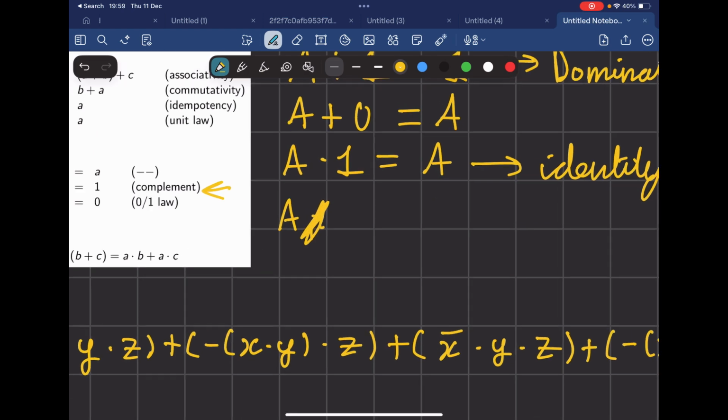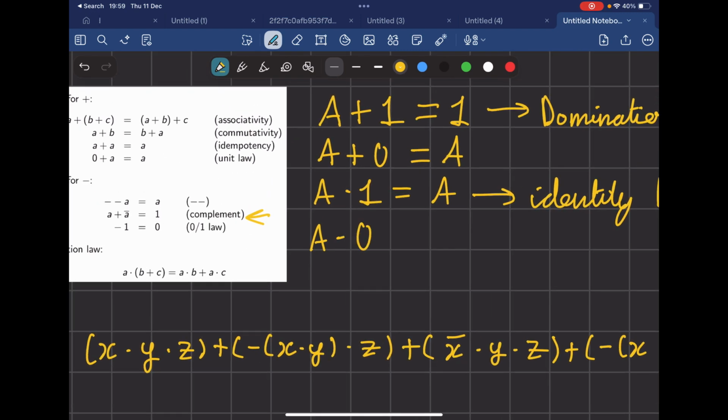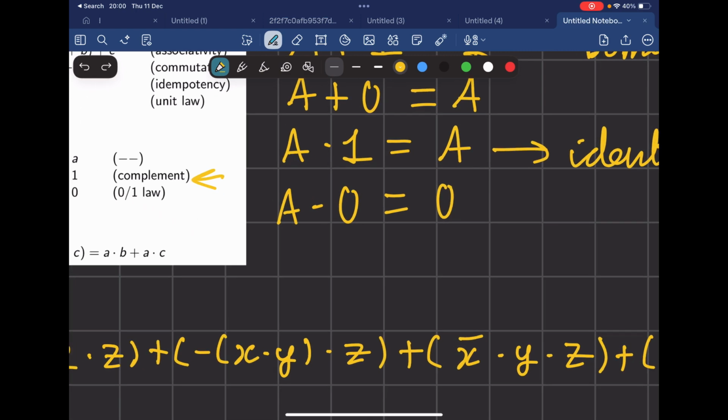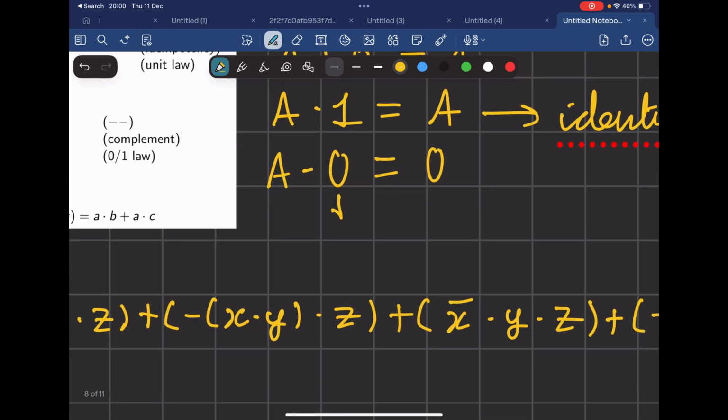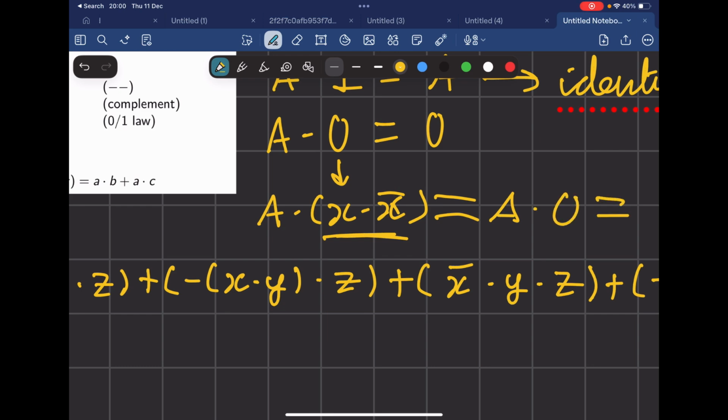Another thing is that A and 0 equals 0, because 0 and anything is just 0. Also, this is the domination law, as you can see over here. Here, 0 represents anything that's always false. So if you had A or (x and not x), because x and not x is a contradiction, it's equal to 0. And so this entire thing turns into A or 0, which turns into A.